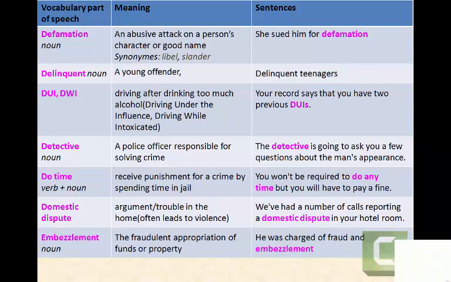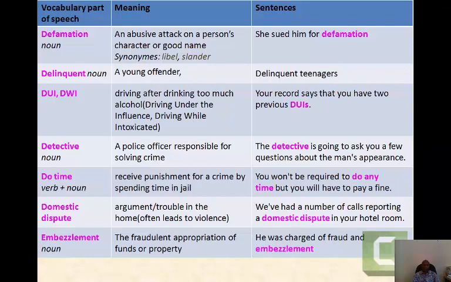Detective, noun. It's a police officer who is responsible for solving crime. Example, the detective is going to ask you a few questions about the man's appearance. Do time is a verb plus noun. This means receiving punishment for a crime by spending time in jail. Example, you won't be required to do any time, but you will have to pay a fine.